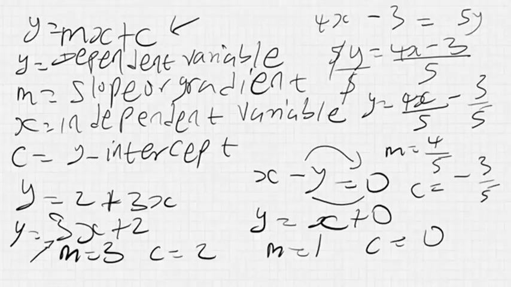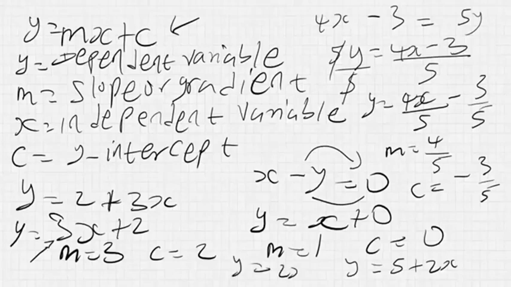Now, take note of this. Most times, students usually mix this up. Let's say we have y equals 5 plus 2x. This is not the standard way to write this. Always remember that the slope is the number in front of x, and c is the number on its own. So when you arrange this equation, it will be y equals 2x plus 5. So you see, the y-intercept is 5.